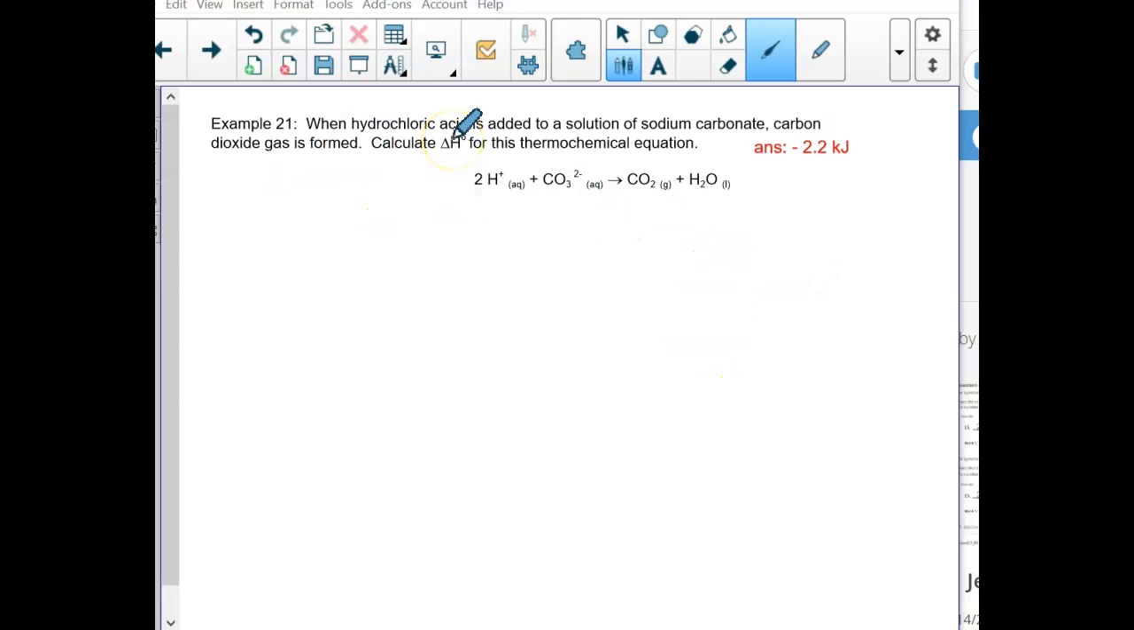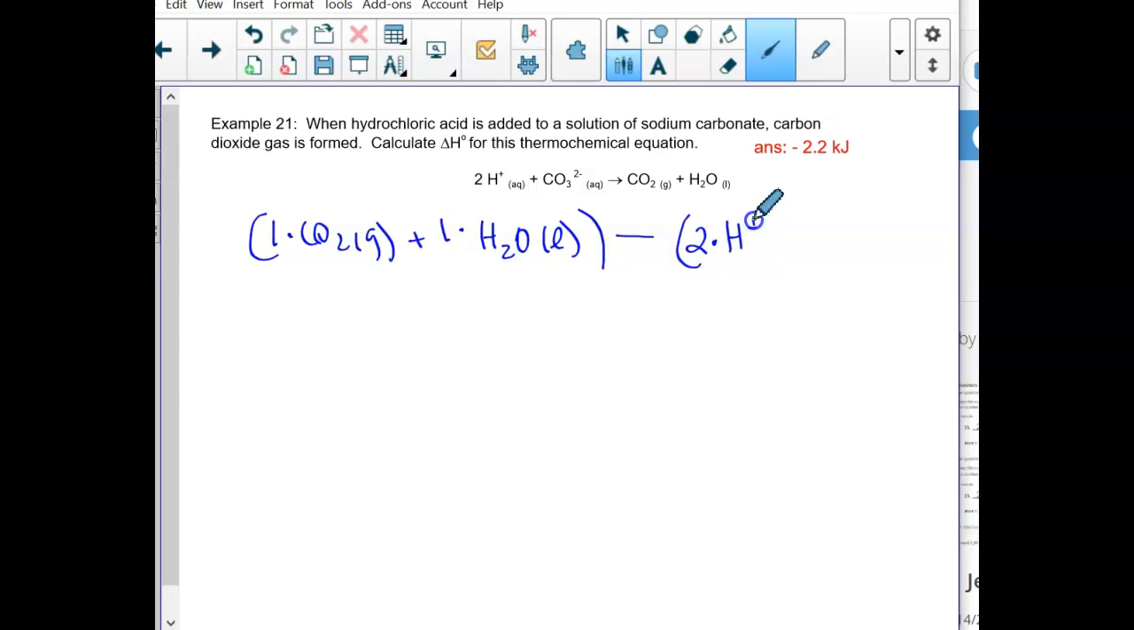Okay, example 21 is really not any different than example 20. We're looking for the delta H for this reaction. The difference between the two is that I have ions and not just elements and compounds. Still going to take the sum of the products. So 1 times CO2 gas plus 1 times H2O liquid. So that's the sum of the products minus 2 times H plus aqueous plus 1 times CO3 carbonate ion aqueous.